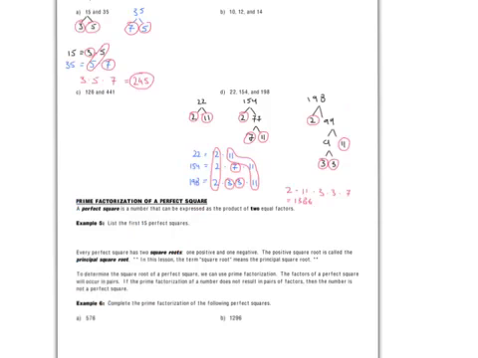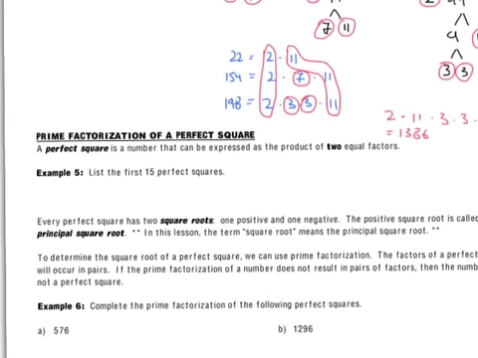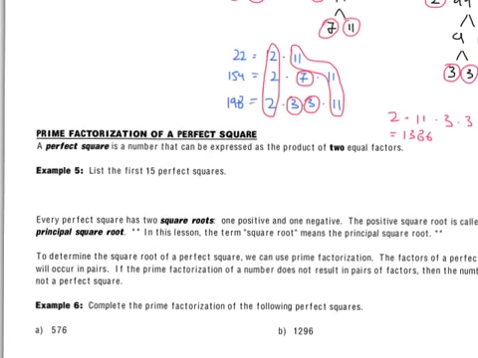All right. Moving on. Prime factorization of a perfect square. Well, we can further use the method of prime factorization to determine if a number is a perfect square. Looking at the definition here, a perfect square is a number that can be expressed as the product of two equal factors. For example, the number 9 factors into 3 and 3, and because these are two equal factors, the number 9 is a perfect square. So example number 5, they want us to list the first 15 perfect squares.